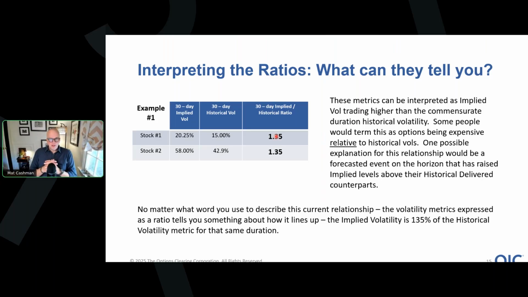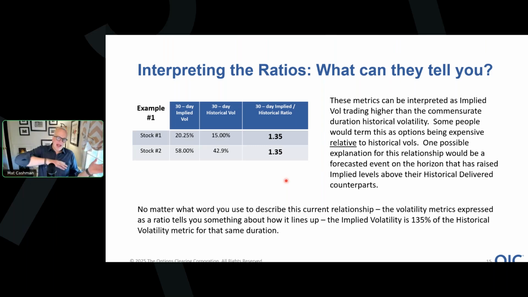Some people would look at this and say, this is expensive relative to its own historical volatility. One possible explanation for this would be something like a forecasted event on the horizon. Sometimes you will see, and if many of you have traded things like earnings, you will see that implied vol gets pumped into a curve before anticipated movement, that it's built in from a price perspective because people are trying to figure out how much uncertainty should be included in the actual option pricing.